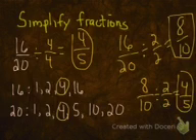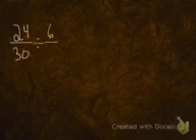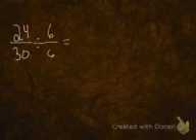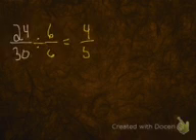There is no factor of 4 and 5 other than 1. Once you have that, you know you're in the simplified form. You can try this on your own. 24/30. You can pause if you want. Okay, here if you found it, you would find that 6 is the GCF. 24 and 30, when you divide by 6, you would get 4/5.